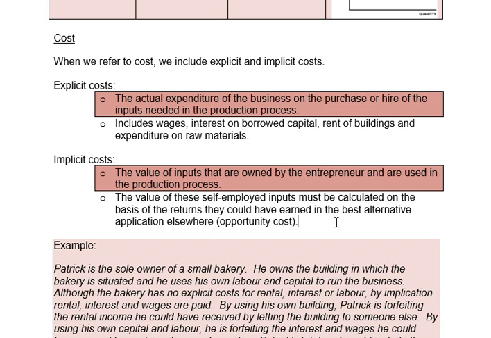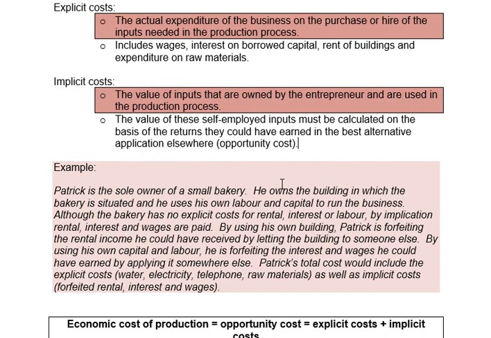Implicit costs, we're talking about the value of the inputs that is owned by the entrepreneur and that the entrepreneur decides to use in the production process. So it is not something that is purchased necessarily. It is inputs that are owned by the entrepreneur himself. Now the value of these self-employed inputs must be calculated on the basis of its opportunity cost.